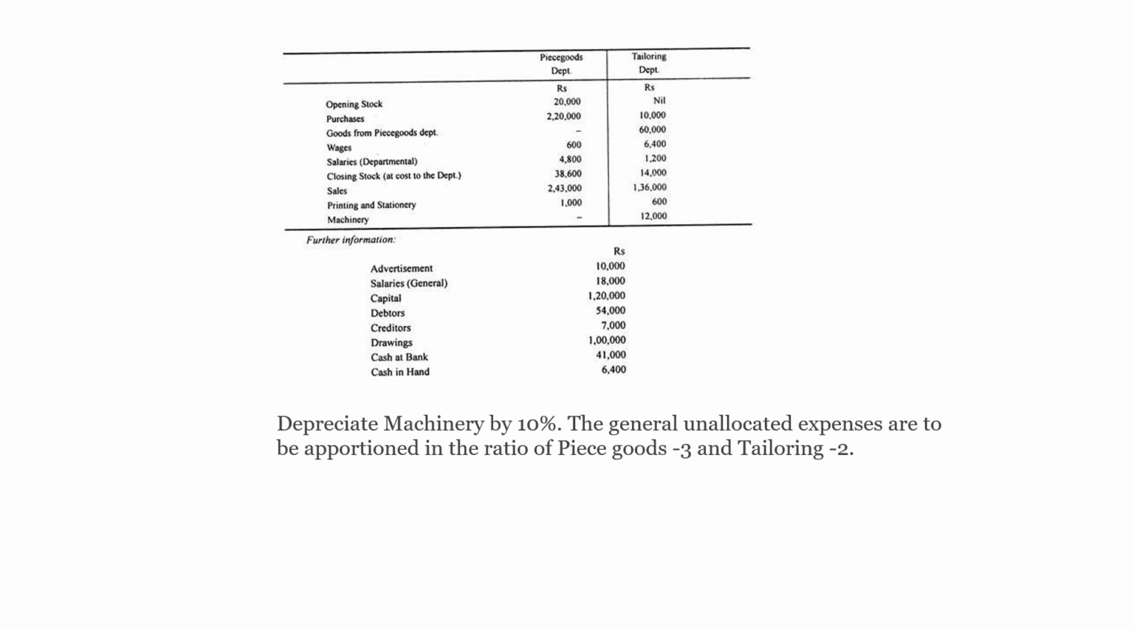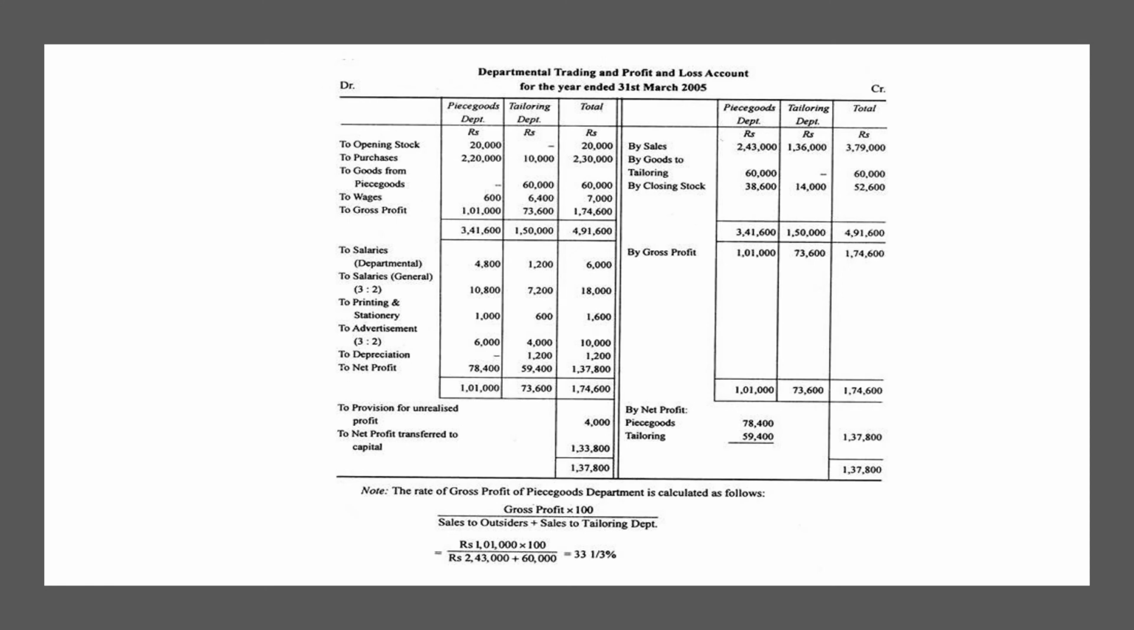Ultimately you will come to know the profit or loss. Let's check it. Yes, everything has been covered. So you will compute the net profit or loss. There is a profit, my net profit, that will be brought down to make the general profit and loss account. By net profit, piece goods and tailoring department, that is 1,37,800. Now you have to check the unrealized profit.